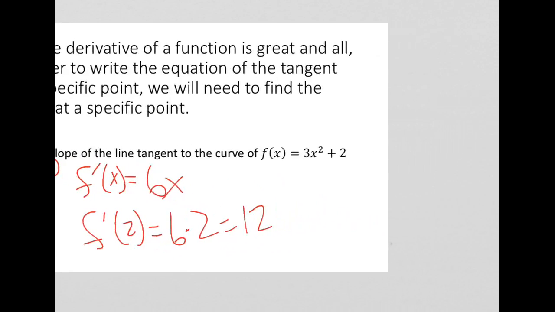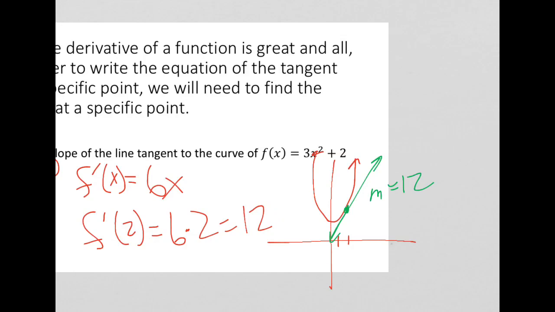So this is saying, if you think about the function 3x squared plus 2, which is going to look like that, if you go to the x value of 2 and you graph the tangent line to the equation at that point, that tangent line will have a slope of 12. Huge idea here.